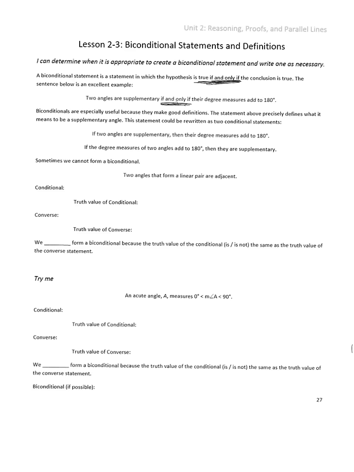Sometimes it's impossible to form a biconditional statement. So, for example, two angles that form a linear pair are adjacent. Well, let's look at my conditional and converse of that statement. My conditional would be, if two angles form a linear pair, then they are adjacent. Which is in and of itself a perfectly valid sentence, right? That's completely true. That is a true conditional statement.